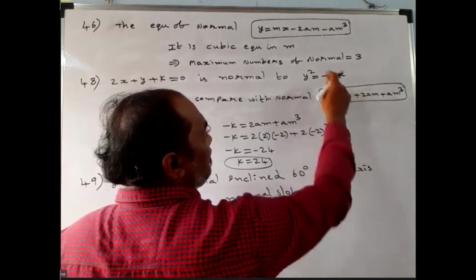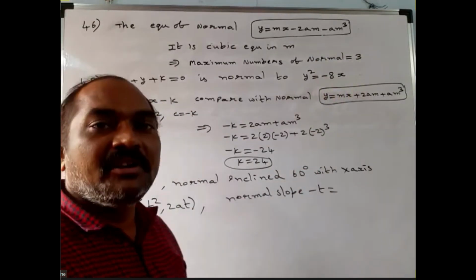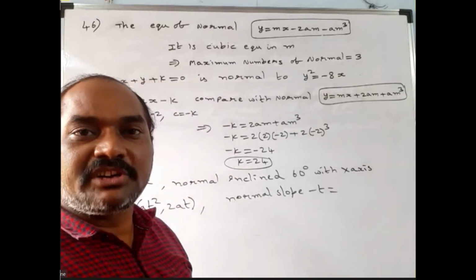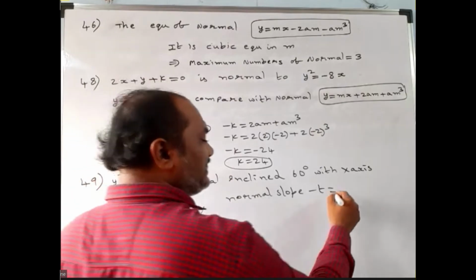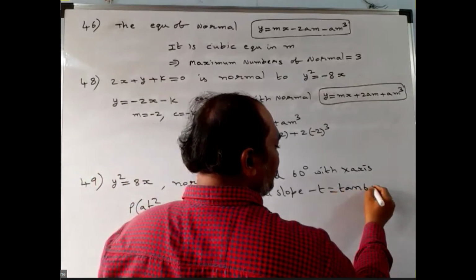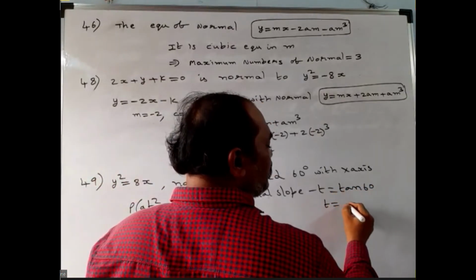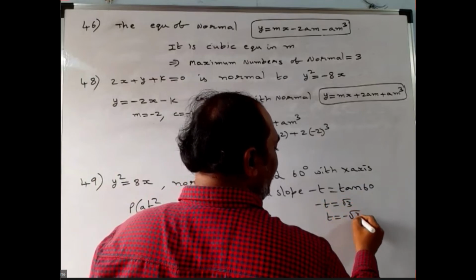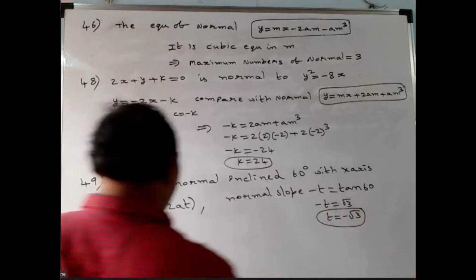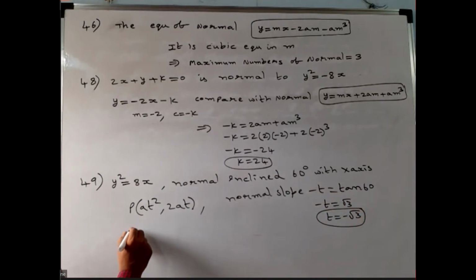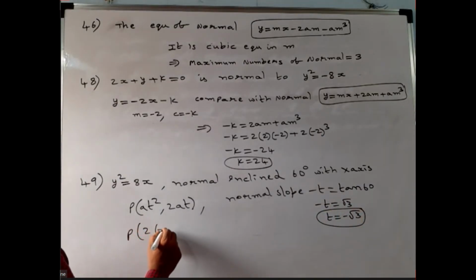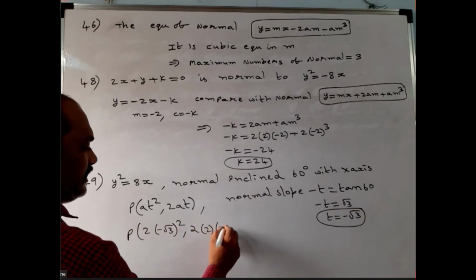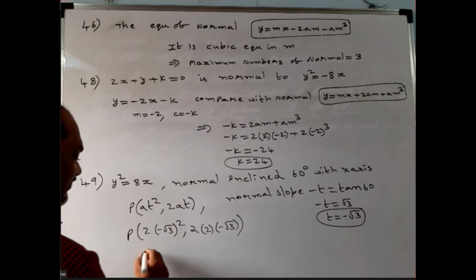Minus t. What is the slope in parametric form? The slope of the normal is minus x quotient by y quotient, that is minus t, which equals tan 60. So t is equal to minus root 3. Therefore, the point P is (a·t², 2a·t) with t = minus root 3. That is our required point.